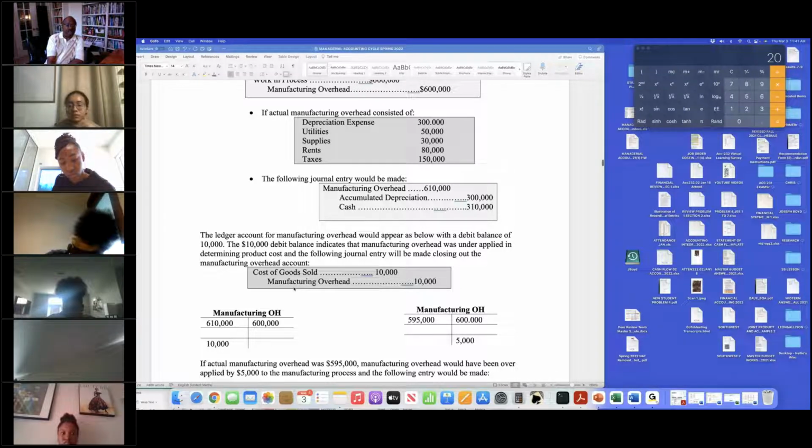If it worked the other way where we didn't charge enough, then we would debit manufacturing overhead and credit cost of goods sold. So either you didn't have enough, you got to increase cost of goods sold, or you had too much, then you got to reduce cost of goods sold.